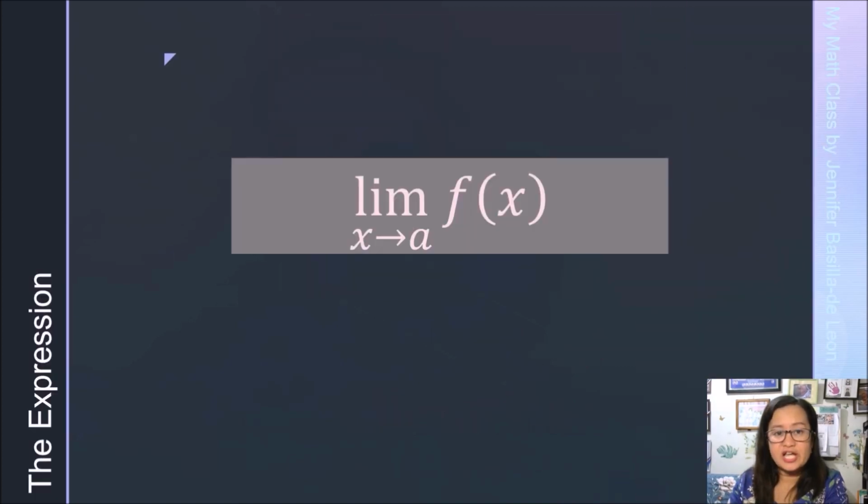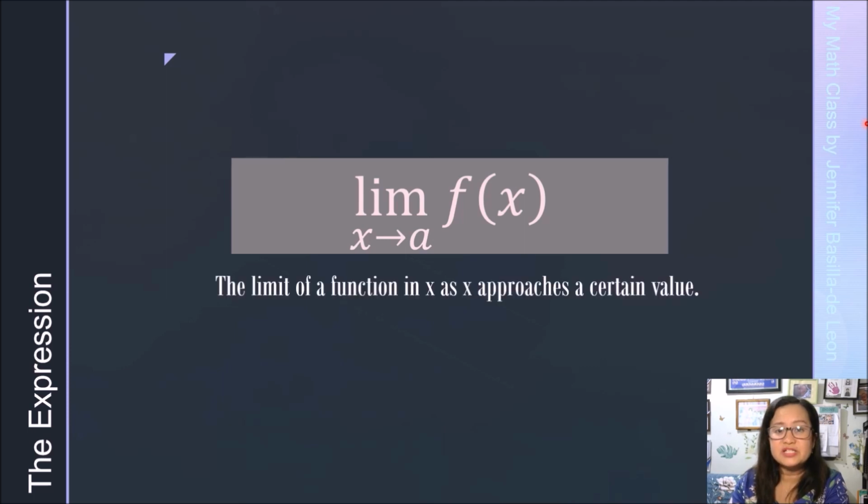First, let's understand the expression: the limit of f of x as x approaches a certain value. f of x is the function under consideration, and a is the value at which x gets closer and closer to, but never touches. If we are asked to evaluate this expression, it means that we have to find out the resulting value of the function under consideration when the variable x is replaced by a value that is closest to a.